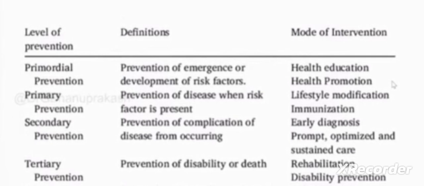Levels of prevention is divided into four: primordial, primary, secondary and tertiary. Primordial, before the occurrence of risk factors. Primary, before the occurrence of disease. Secondary, before the occurrence of complication. Tertiary, in order to improve the quality of life, in order to prevent the disability or death.